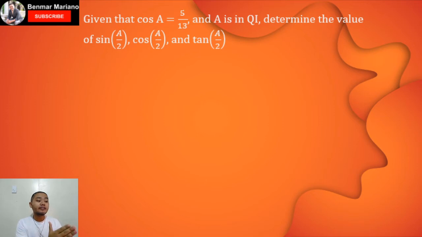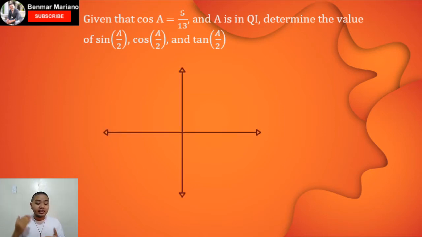So for us to identify the values of sine A over 2, cosine A over 2, and tangent A over 2, what we're going to do here is to identify the adjacent side, the opposite side, and the hypotenuse. Remember, the adjacent side will be the value of x, the opposite side will be the value of y, while the hypotenuse will be the value of r.